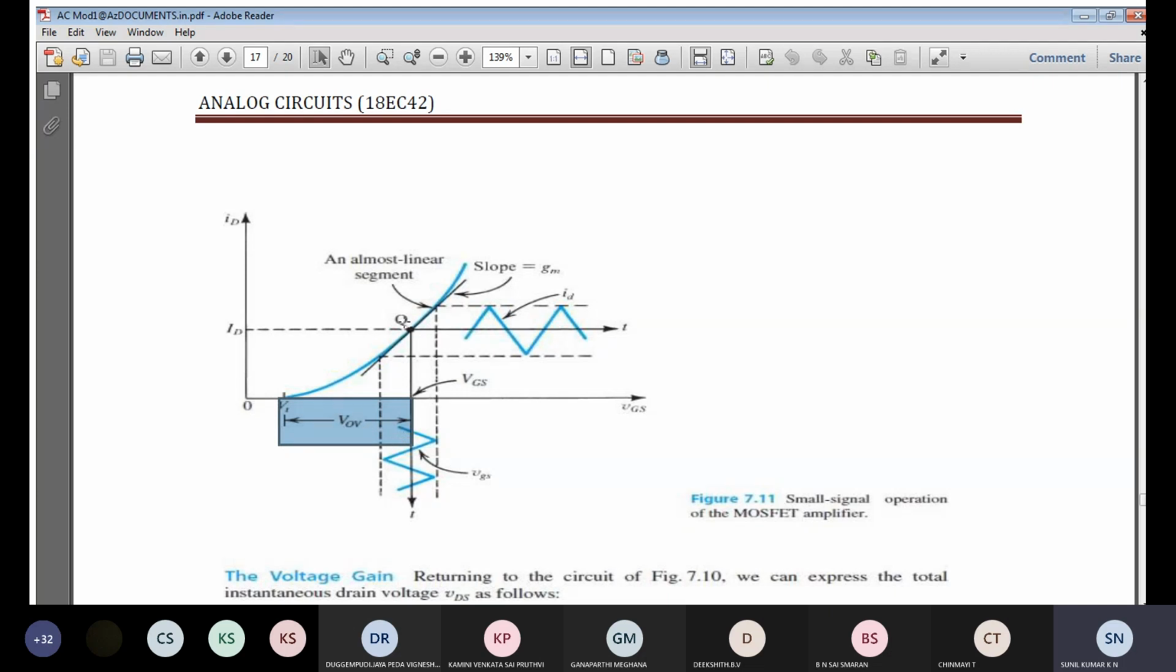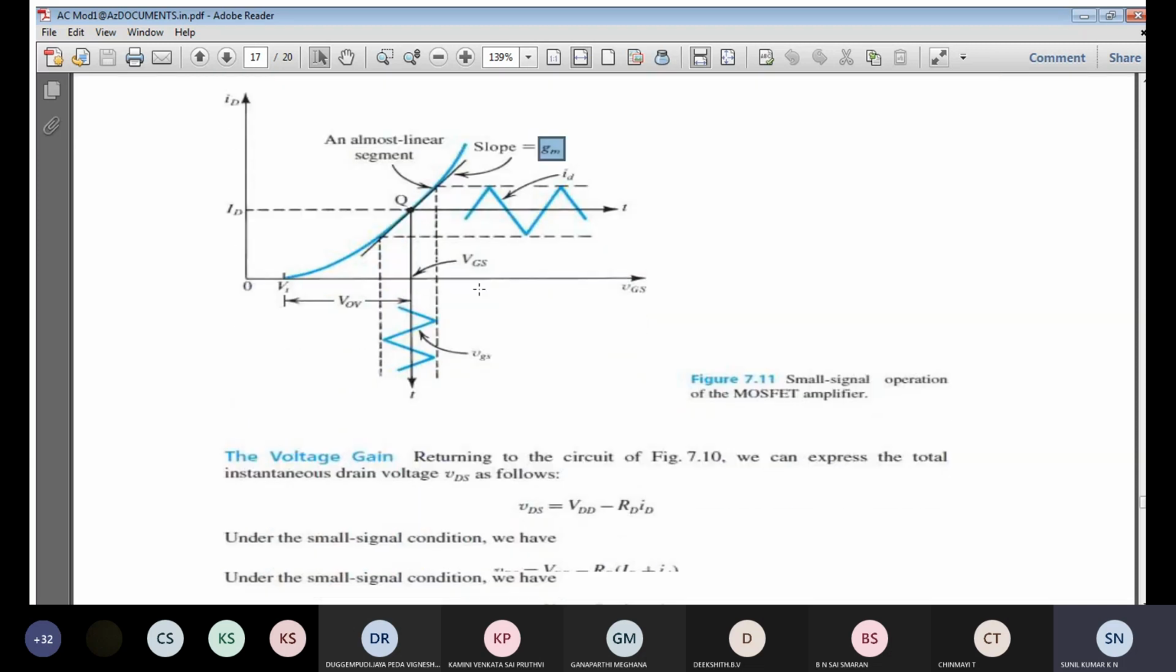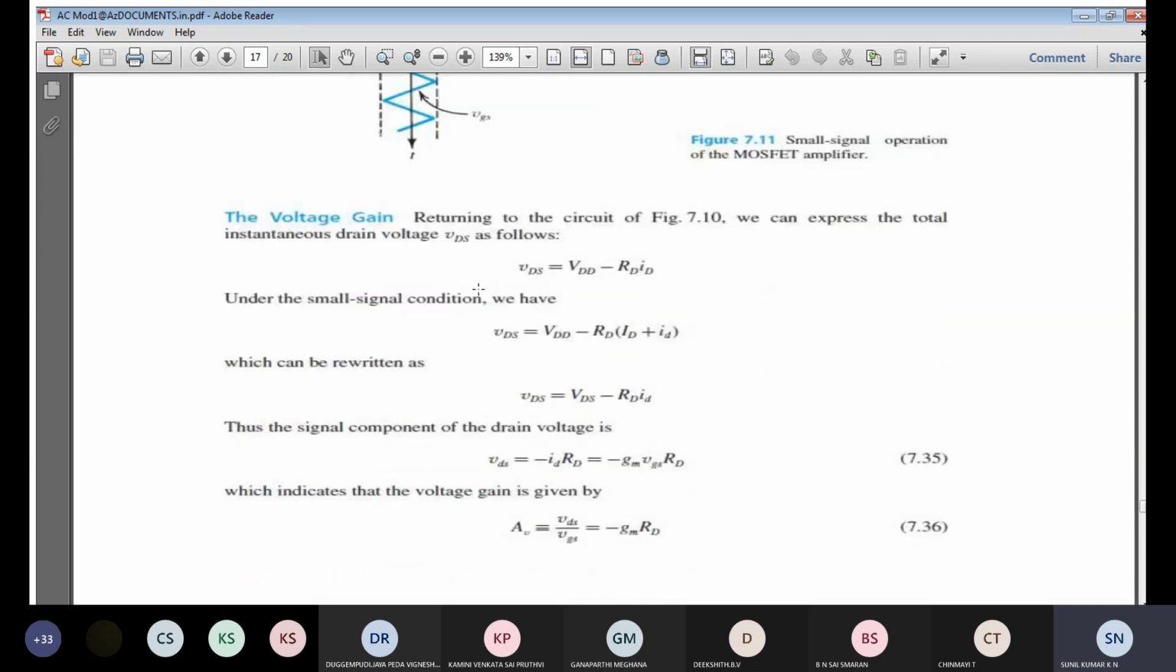And here you can see the Q point is going to move up and down. So we can say that there is a relation between the drain current and the input gate to source voltage, so that you can plot the slope. The slope is nothing but the transconductance, given by gm. So it is going to be called gm. So this is the small signal operation of the MOSFET amplifier. Okay, so after this we are going to see what the voltage gain is.